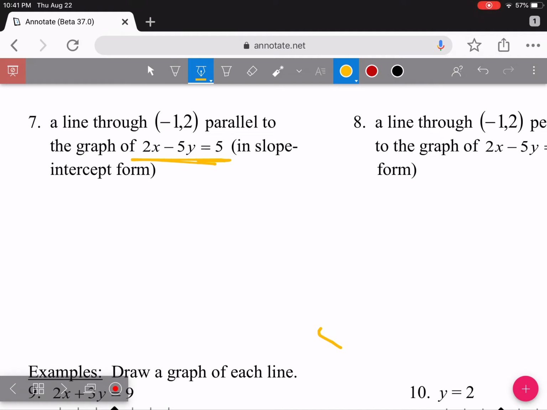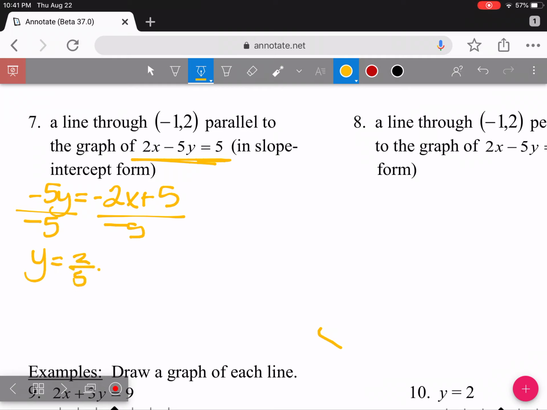So we are going to subtract 2x from both sides. So we end up with negative 5y equals negative 2x plus 5. We're going to divide by negative 5. And we have y equals 2/5 x minus 1. So that is the equation of this line right here. Where's my x? There it is.